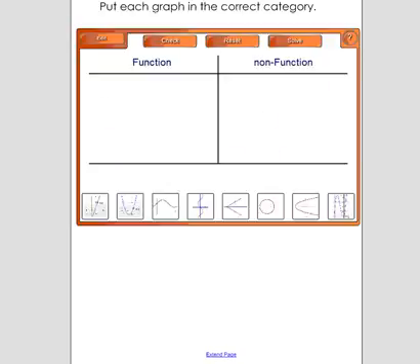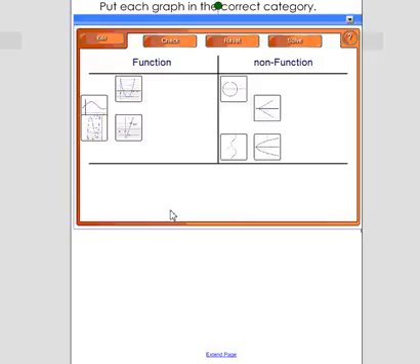All right. And then we are going to finish up with this little activity. Now what I would recommend doing is pausing the video at this point and just going through here and determining which ones you think are functions and which ones you think are not functions. And then after you pause the video, you're going to see it solved. So just kind of go through there and see how you did.